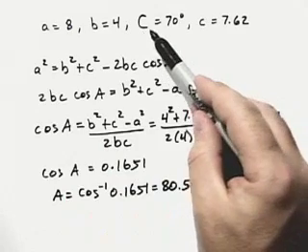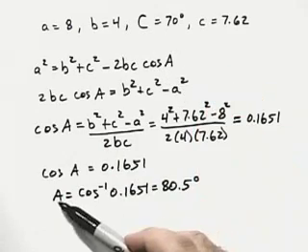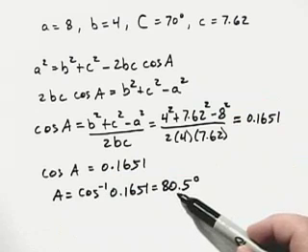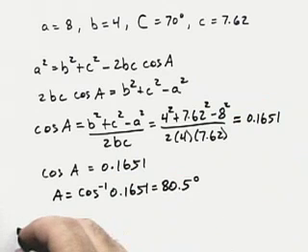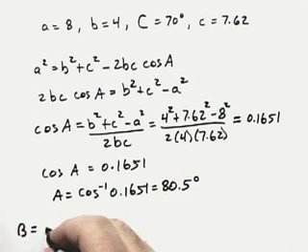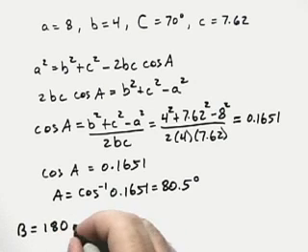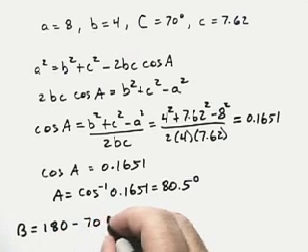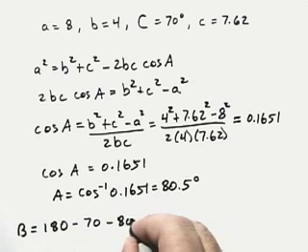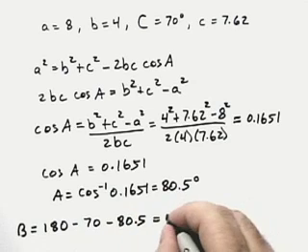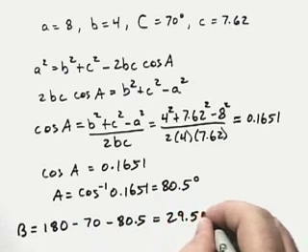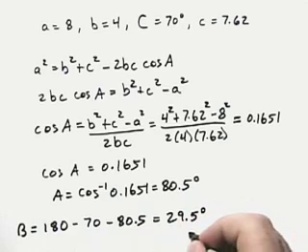We were given that the measure of angle C was 70 degrees. We just found the measure of angle A to be 80.5 degrees. We can now find the measure of angle B by subtracting. The triangle has 180 degrees, so we'll subtract off 70 degrees and the 80.5 to give us the measure of angle B as 29.5 degrees.